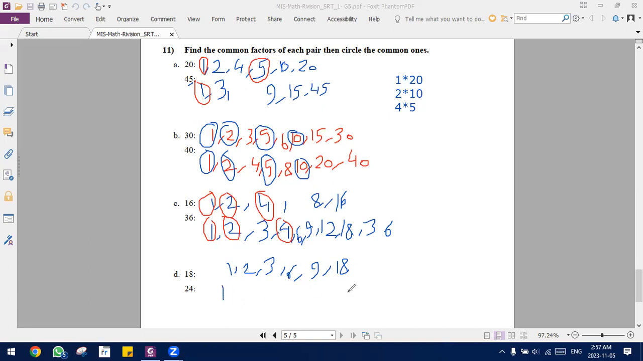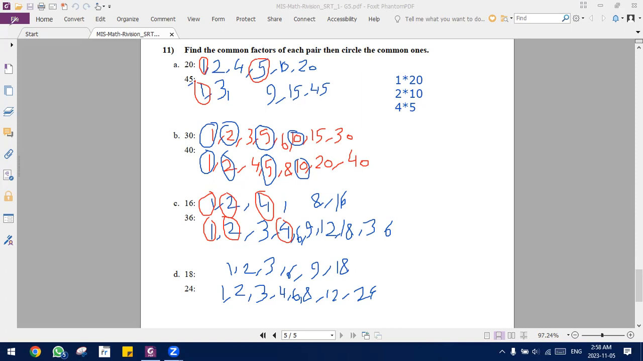Now 24. 1 times 24. Then 2 times 12. Then can I divide by 3? Let's check. 2 plus 4, 6. 6 is a multiple of 3. So yes, we can divide by 3. 3 times 8 is 24. And divide by 4? Yes. 4 times 6. And then 7, we can't. 8, we already have it.